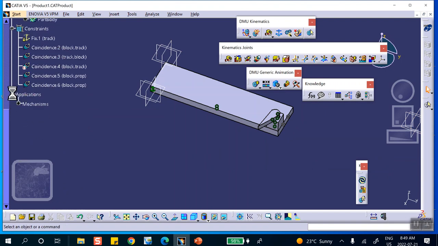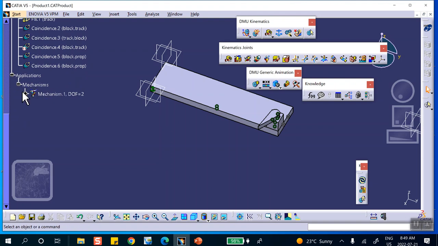Just do not be disappointed if you have some other joints, because it could be that you did something. For example, if I had done the edge to edge, and I had not deleted it, I would also get a rigid joint that I have to get rid of. But this is fine. Now, if I want to put physics into this, it's very simple.